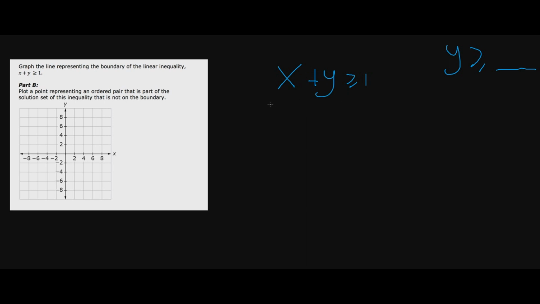So all we really have to do is subtract x from both sides. There's no x on the right-hand side, so we just put a minus x here. This is gone. We get y is greater than or equal to 1 minus x. Now remember, if there is no number in front of the x, we assume it's a 1. We put an invisible 1.